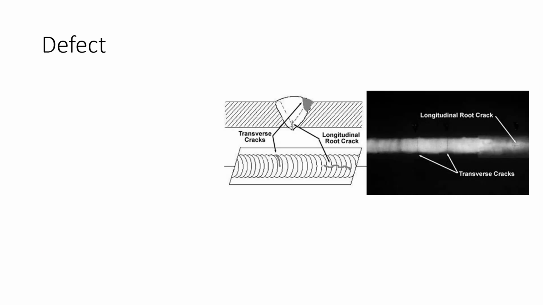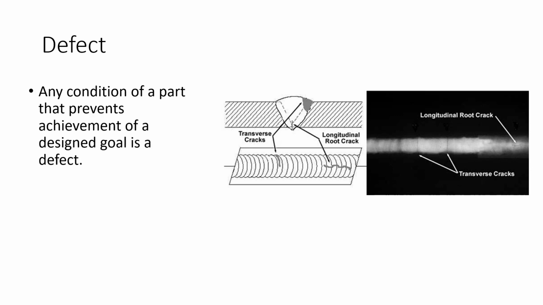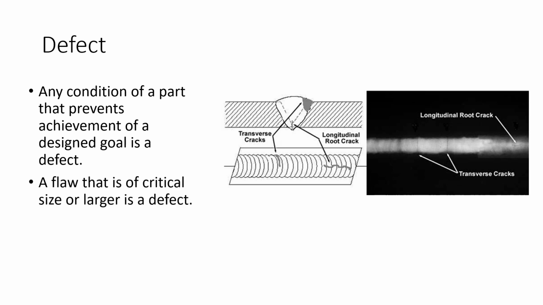Okay, so we got a defect. This is a term we're going to hear a lot. Defect. So a defect is any condition of a part that prevents achievement of a design goal. That's what we call a defect. So we can have flaws, we can have indications, but a defect is something that prevents us from achieving our design goal. Is this going to cause the part to fail? It's a defect. So it's a flaw that's a critical size or larger.